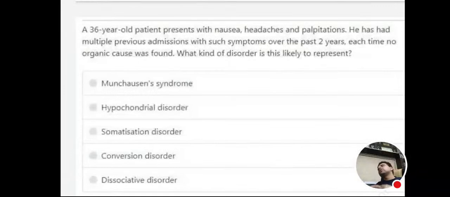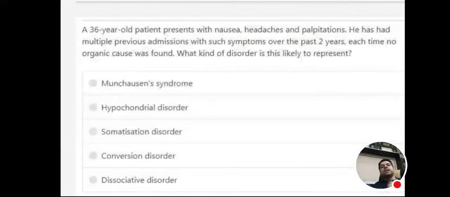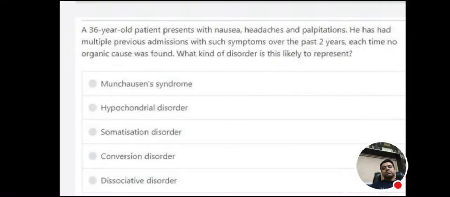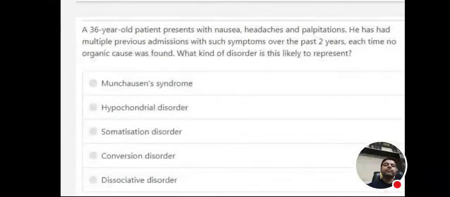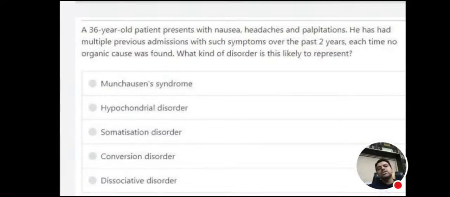When a patient feels nausea, GIT symptoms, headache, neurological symptoms, palpitation, and has had multiple previous admissions with multiple symptoms over the past 2 years, and each time every investigation is normal, what kind of disorder is it? I explained this briefly in my lectures. Try to write in the comment box.